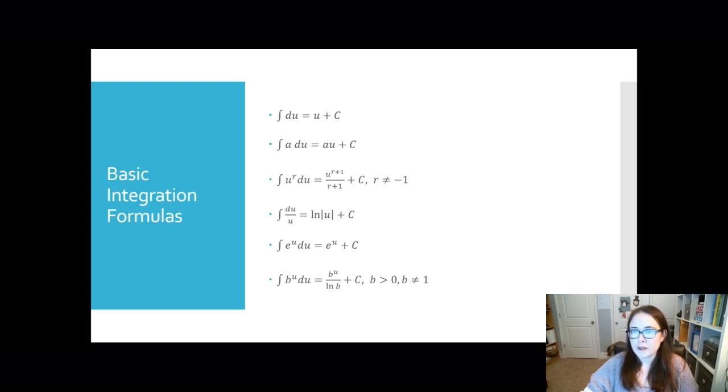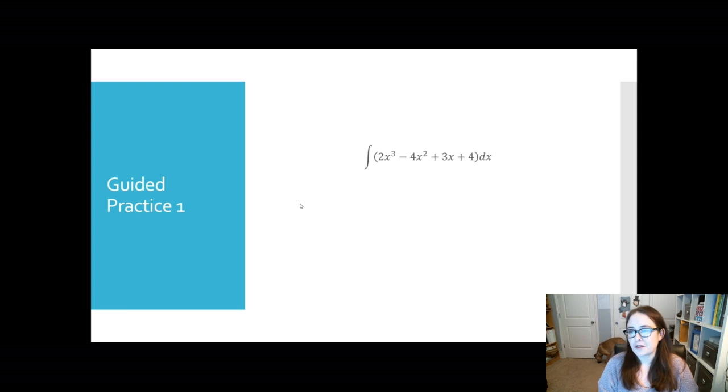So I'm just going to do a quick example, particularly of the power rule on this one. Here I just have a straight polynomial, so each one of these I'm going to be able to do the power rule on to integrate. For that first one, I'm going to add 1 to the exponent, so x cubed becomes x to the 4th, and then divide by 4. And then do that with each one.